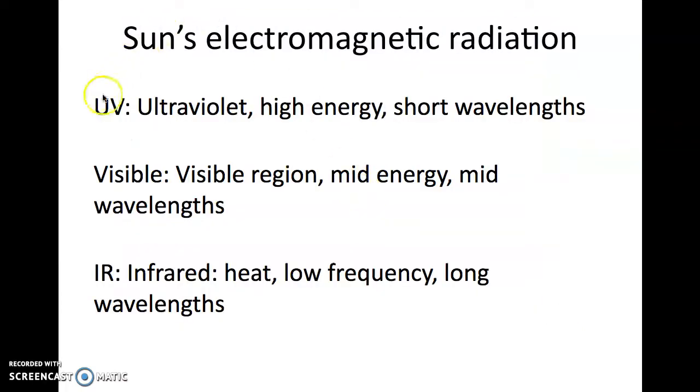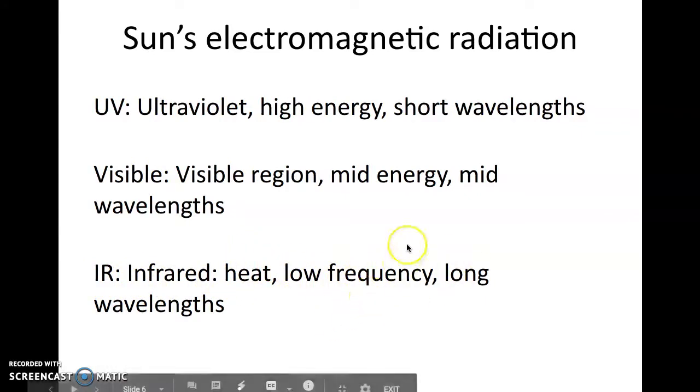So just a recap: ultraviolet, high energy, short wavelengths; visible, it's in the visible region, so the eye can see, mid energy, mid wavelength; infrared, or sometimes you're going to see it as IR. We can think of that as heat: low frequency, long wavelength.